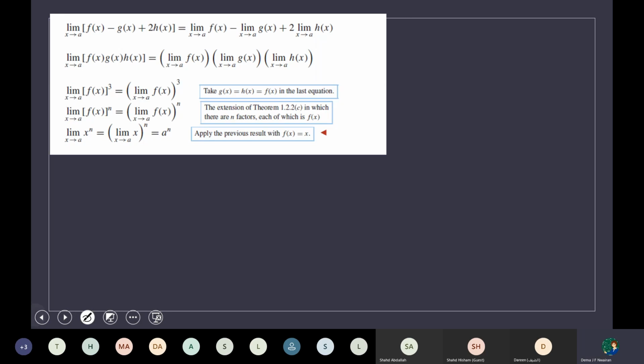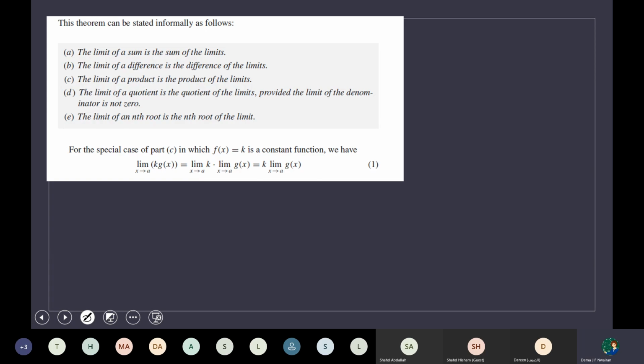As you see here, look at how we can deal now with limits. If you have limit of f of x minus g of x plus 2h of x when x approaches a. But before that, sorry, I forgot to tell you something, but I think I said it yesterday: if you have limit of constant 4 times f of x when x approaches 2, you just drop the constant outside.